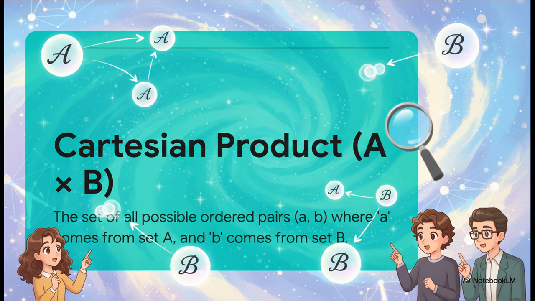Now I know, the name sounds super technical, like something out of a sci-fi movie, but the idea is actually incredibly simple. Just imagine you have 2 sets, A and B. The Cartesian product is just the complete list of every single possible pairing you can make, grabbing one thing from set A and one thing from set B. That's it. It's the whole universe of possibilities we're going to be working with.